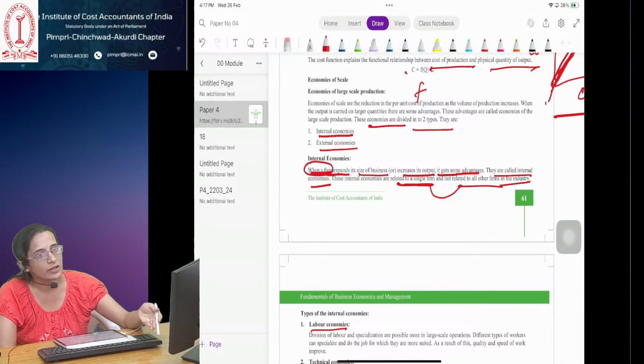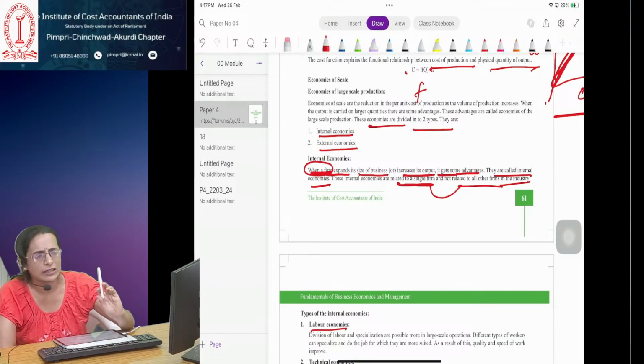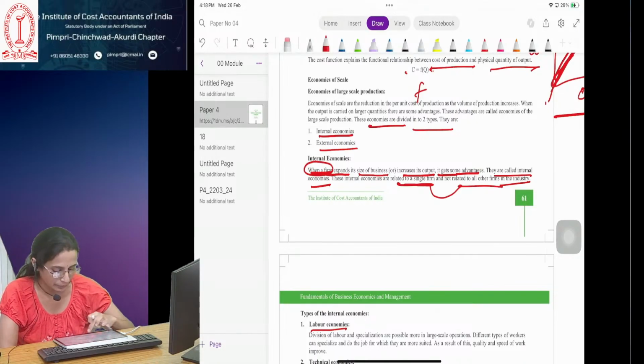While external says the whole industry, like the automobile industry, the complete automobile industry will get that benefit or disadvantage. Clear? Like in automobile, if we see internal, what it will be? Only one, take any one name, Tata Motors. And if we take external, all the automobile producers, the whole automobile industry will get the benefit. Clear on these terms now? Now we will move forward.